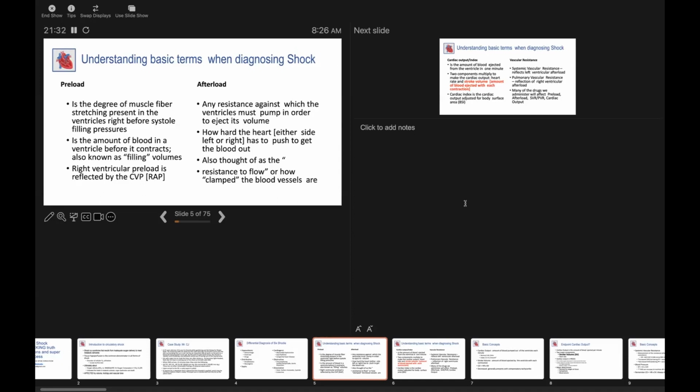Afterload is tension development of the ventricle, but we can't measure that. We can calculate it, but we can't measure it. So instead, we use a very simple calculation. That simple calculation for the left heart will be the SVR calculation, and for the right heart will be the PVR calculation. We're going to have that in a minute.